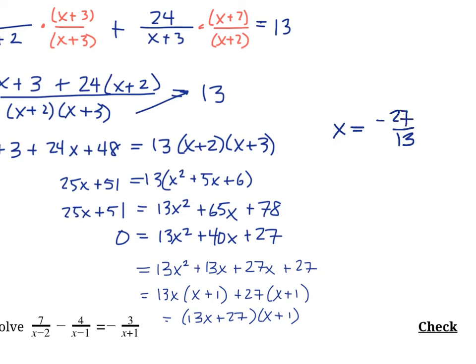27 over 13. And our other side says it's going to be negative 1. There we go. So there are our two solutions. And you can use the quadratic formula. You should get the exact same answer.